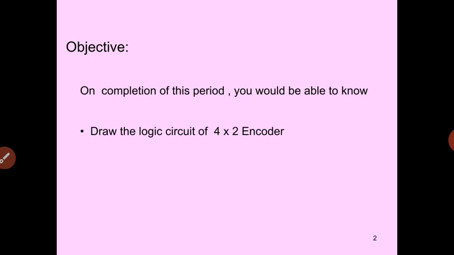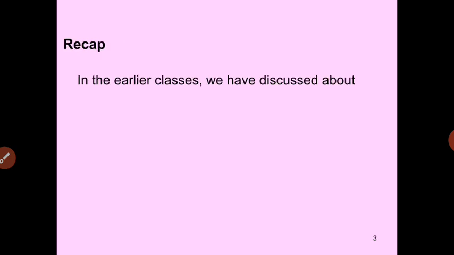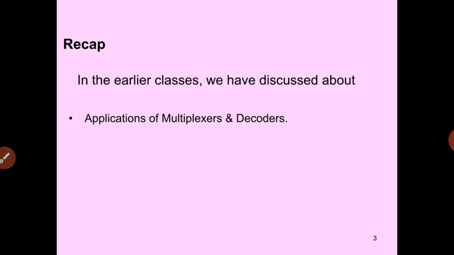Upon completion of this lecture, you will be able to draw the logic circuit of a 4 by 2 encoder, explain the working of the 4 by 2 encoder circuit, and explain the working of a decimal to BCD encoder. In the recap, we have seen the applications of multiplexers and decoders, and next we will have the topic of the need of an encoder.